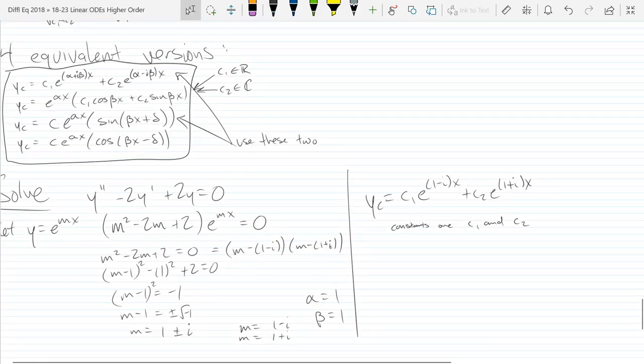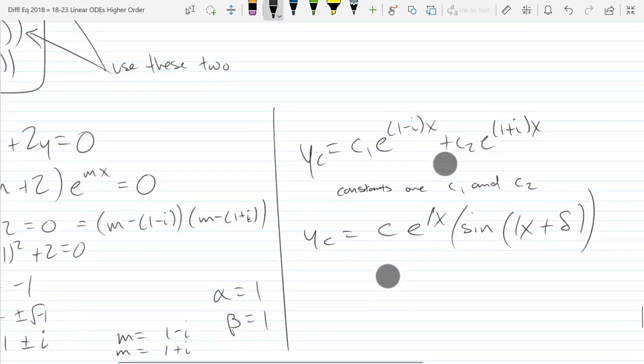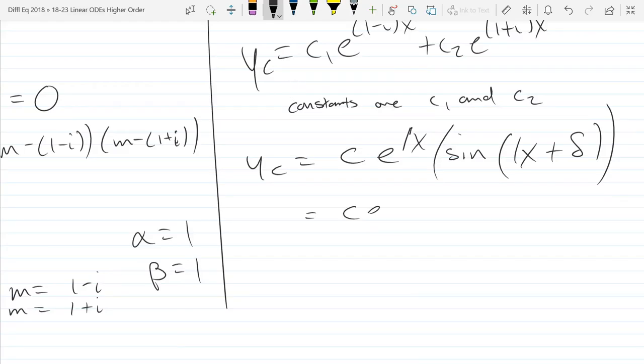All right, we're just going to write down that third option. I could write down other ones, but I'm just going to write the third one. E to the alpha, which is 1x, times cosine of, we're doing sine of beta x, beta is 1, so it's 1x plus delta. I'm just going to write it without the ones everywhere. C e to the x times sine of x plus delta.